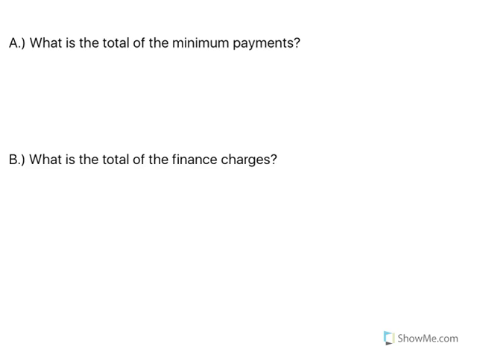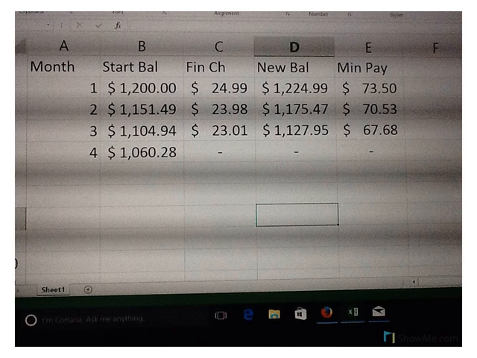So let's see what A and B are. And we're going to actually work on A and B kind of at the same time. So question A, what is the total of the minimum payments? And B, what is the total of the finance charges? So we're going to go back to our table and the total of the minimum payments and the total of the finance charges. Those are the two things that we're looking to find, right?